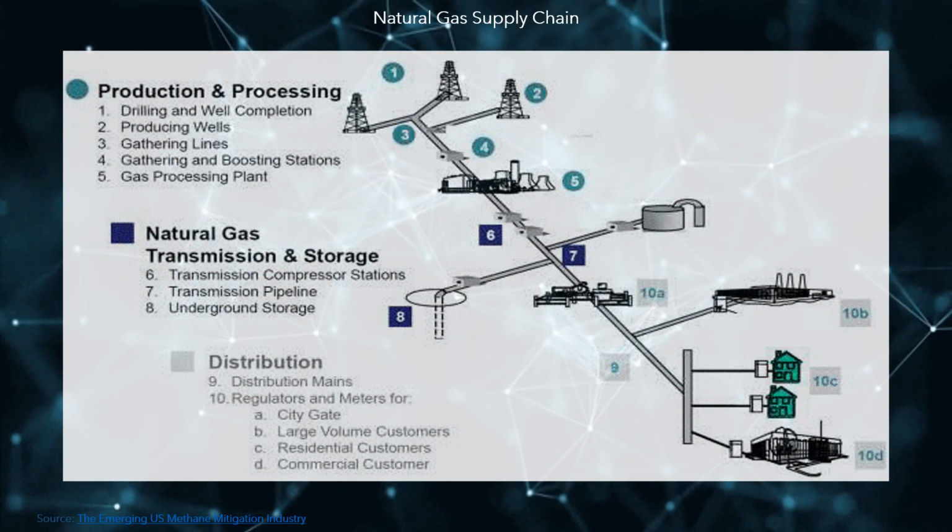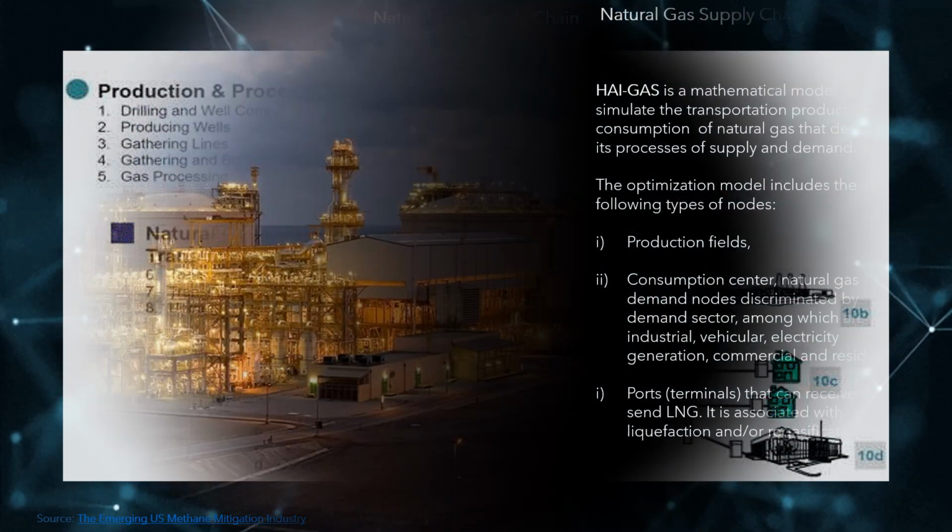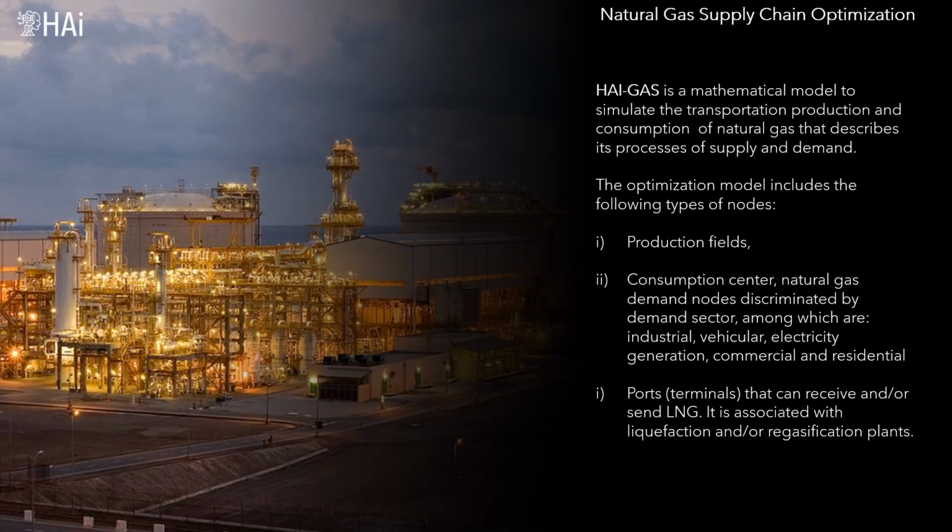Similarly, like oil, natural gas supply chain may be modeled as a mathematical model to simulate the transportation of natural gas, that describes its processes of supply and demand. The optimization model includes the following types of nodes. Production fields. Consumption center, natural gas demand nodes discriminated by demand sector, among which are industrial, vehicular, electricity generation, commercial, and residential, and ports and terminals that can receive and/or send LNG. It is associated with liquefaction and/or regasification plants.